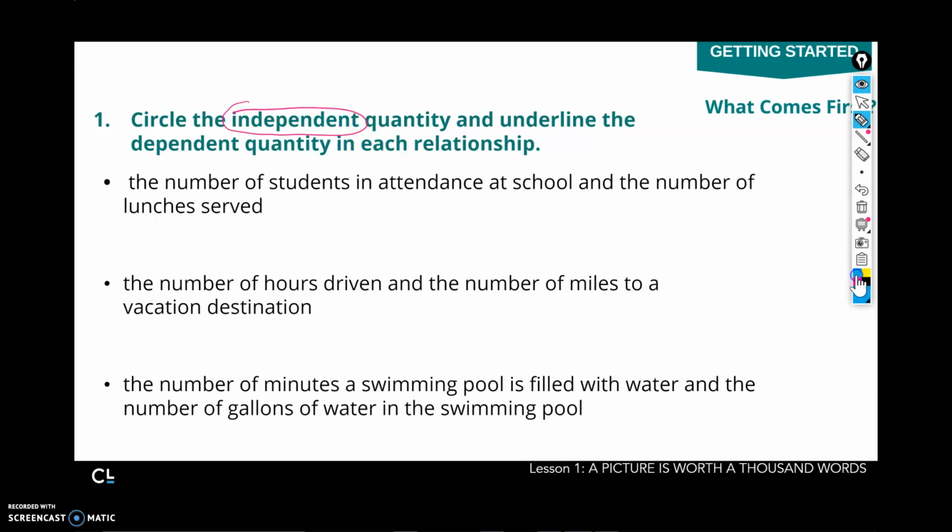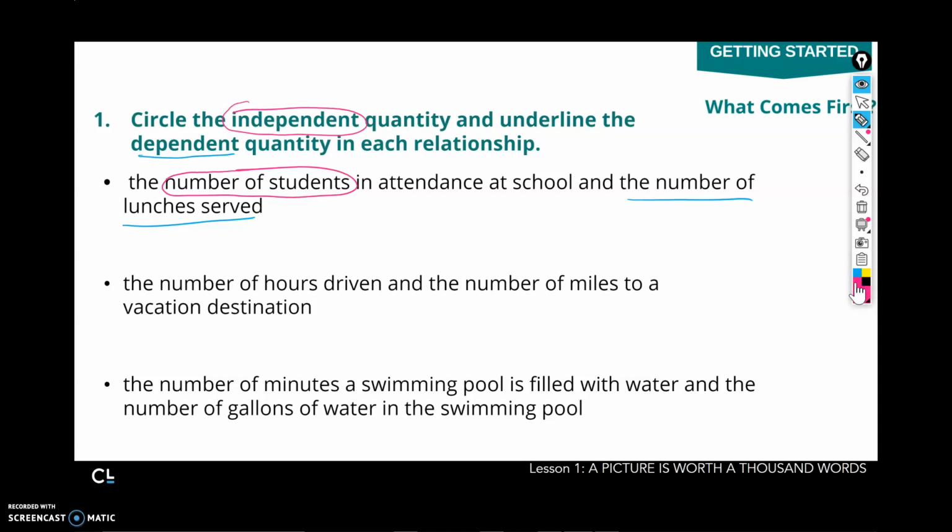And I'm going to underline the dependent. The number of students in attendance at a school and the number of lunches served. The number of students in attendance, that's going to be my independent. The number of lunches served is my dependent. That depends on how many students are at school today.